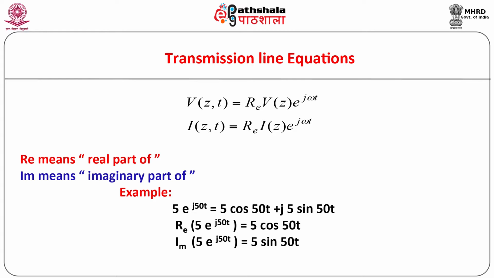For this, let us express the voltage and current as a real part of complex numbers as shown. Namely, Vz(t) is equal to the real part of Vz into e raised to j omega t, and Iz(t) is equal to the real part of Iz into e raised to j omega t. Here Re means real part, and Vz and Iz are complex numbers known as voltage and current phasors. The phasor corresponding to a quantity gives its magnitude and phase.